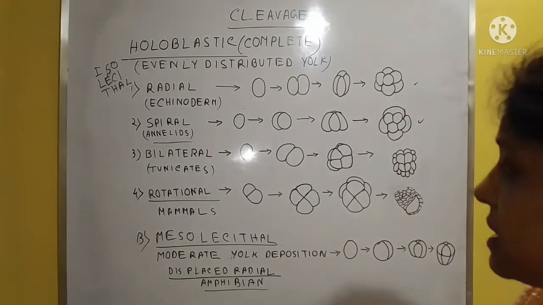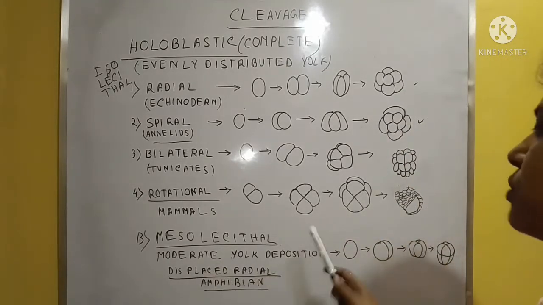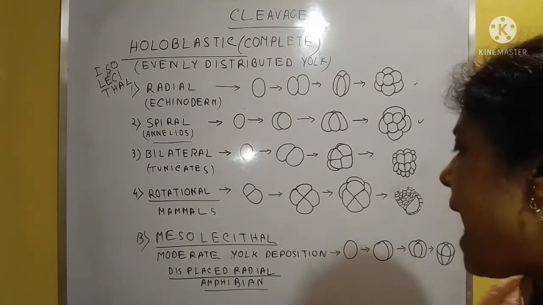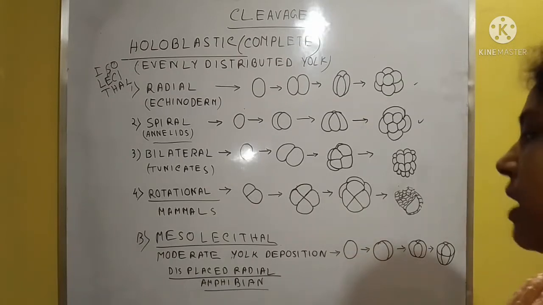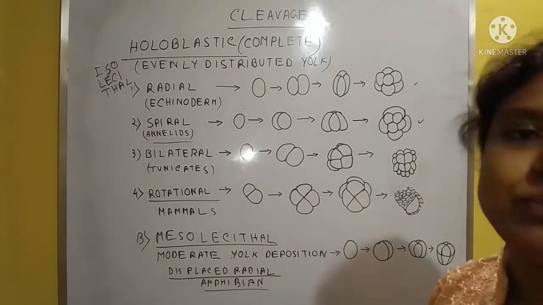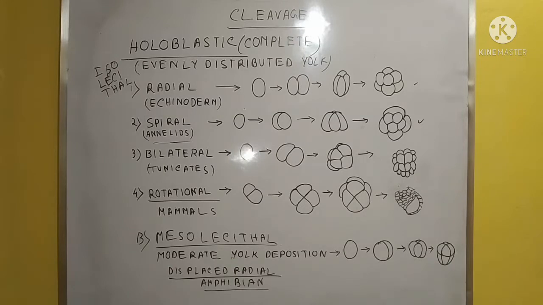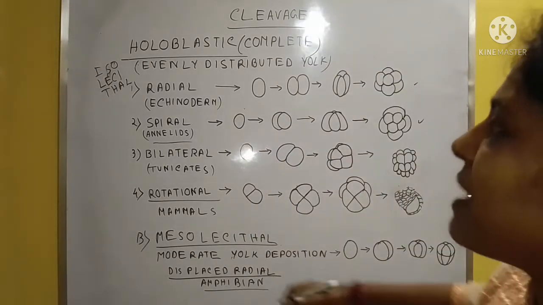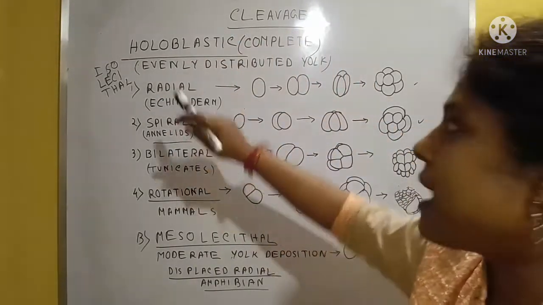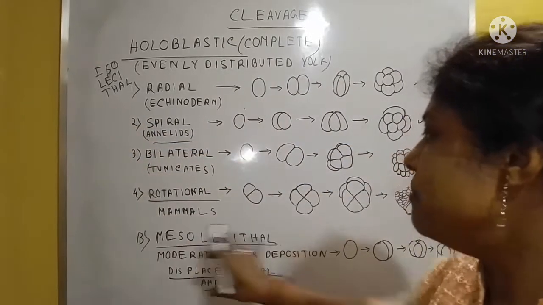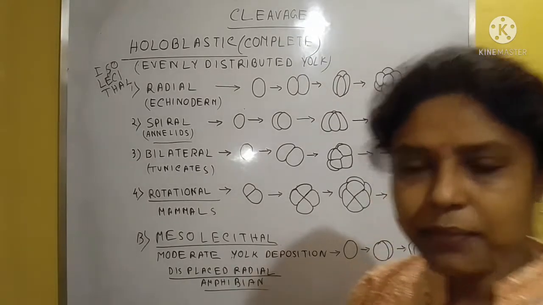The second one is mesolecithal. What is the meaning of mesolecithal? Moderate yolk deposition. Under this we can see one kind of cleavage pattern, the displaced radial cleavage pattern, and the example is amphibians, and here the cleavage pattern is like this. So these are the types of cleavage pattern we see in holoblastic, or complete cleavage, under which are isolecithal and mesolecithal. These are the examples and these are the cleavage patterns. Now we learn other parts.